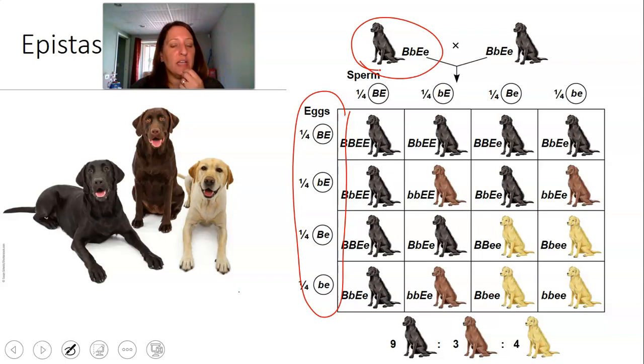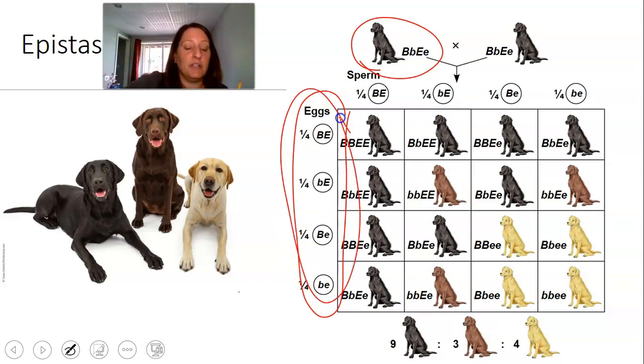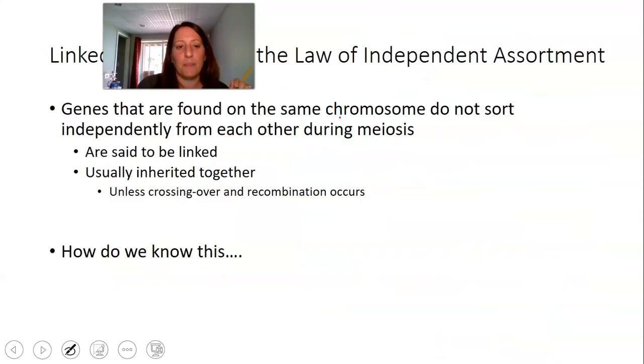But what if the E and the B gene were on the same chromosome? Then they wouldn't sort independently, okay? Which would mean this looks different. You wouldn't necessarily end up with 4 gametes, unless you get recombination, which we're going to talk about.